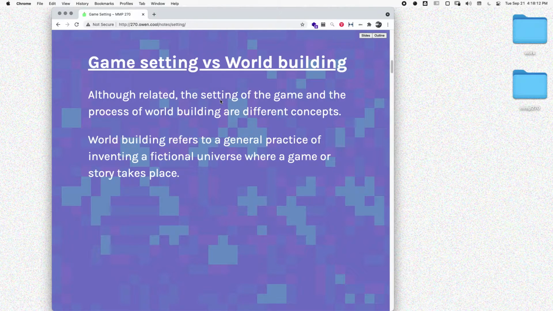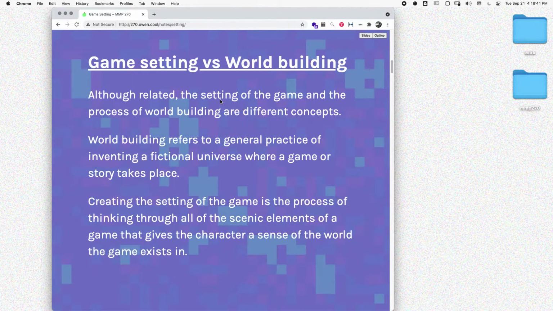People talk about the Marvel Cinematic Universe a lot. I don't actually know a whole lot about that, but I think that's probably the most mainstream example of world building that we're all familiar with, where there are common characters, common stories, common physics, common locations, all these things that are built into a universe. That's world building. That's creating the fictional universe. Game setting is actually using visual elements to tell the story of that world.